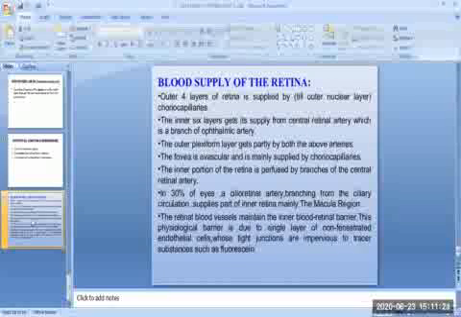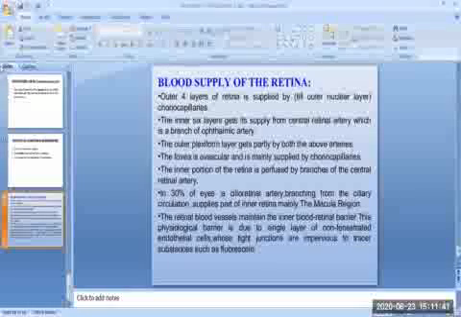The retinal blood vessels form the inner blood retinal barrier. This physiological barrier is due to the single layer of non-fenestrated endothelial cells, whose tight junctions are impervious to tracer substances such as fluorescein. So here completes our anatomy of the retina.